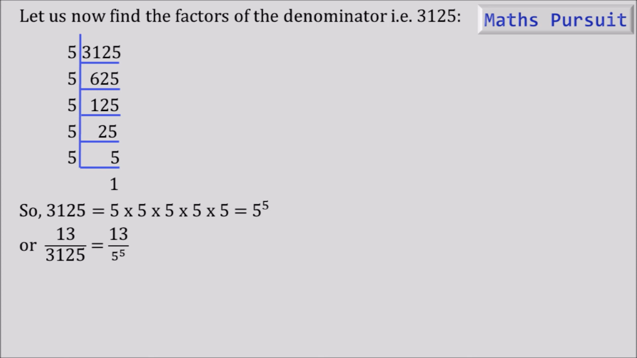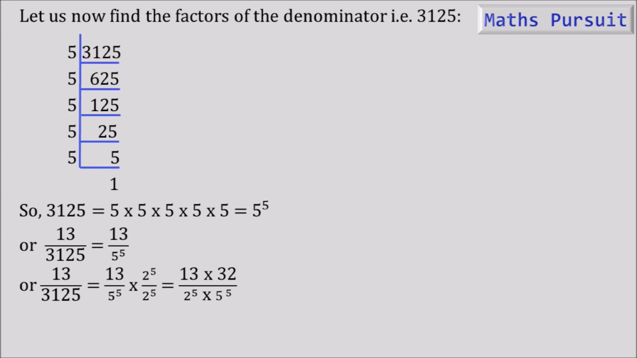Now, in order to see if we can put it in the form 2 to the power n and 5 to the power m, I am multiplying the numerator and denominator by 2 to the power 5. If we multiply the same number in the numerator and denominator, then the result will be the same. For that reason, I am multiplying the same number, that is 2 to the power 5, in the numerator and denominator. After doing this multiplication, my new expression becomes 13 into 32 divided by 2 to the power 5 into 5 to the power 5.